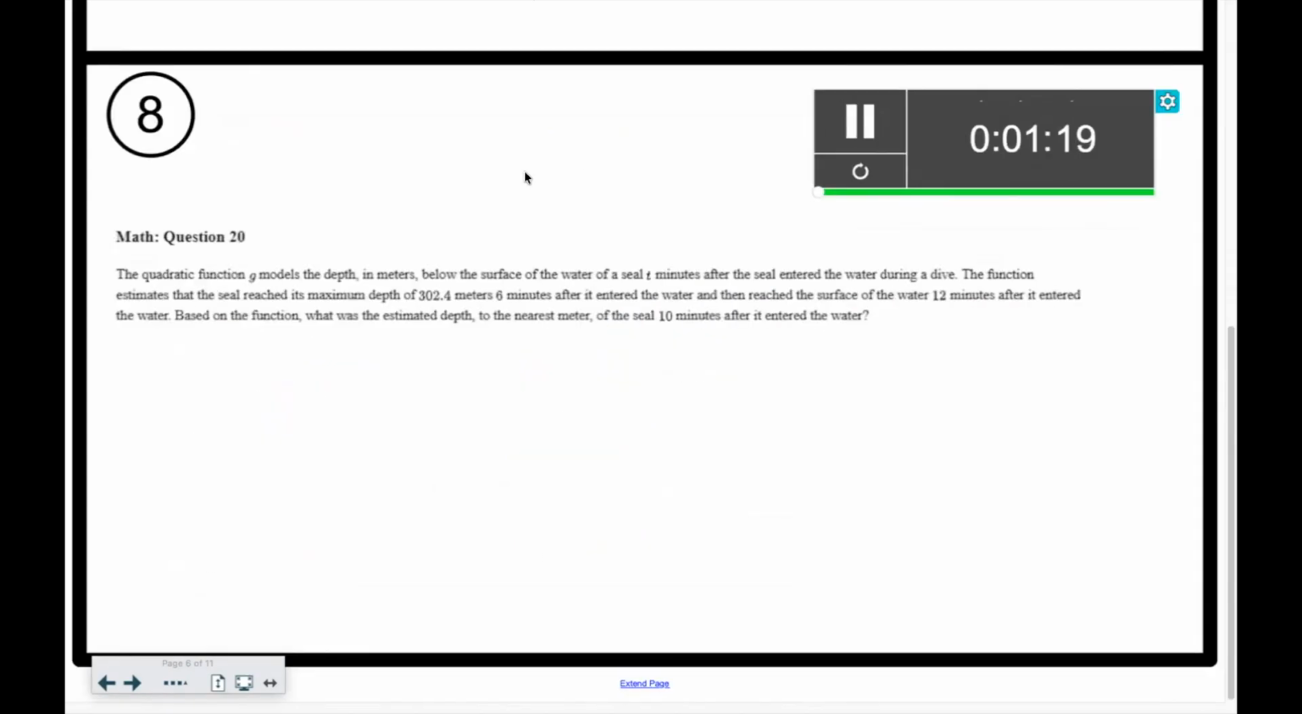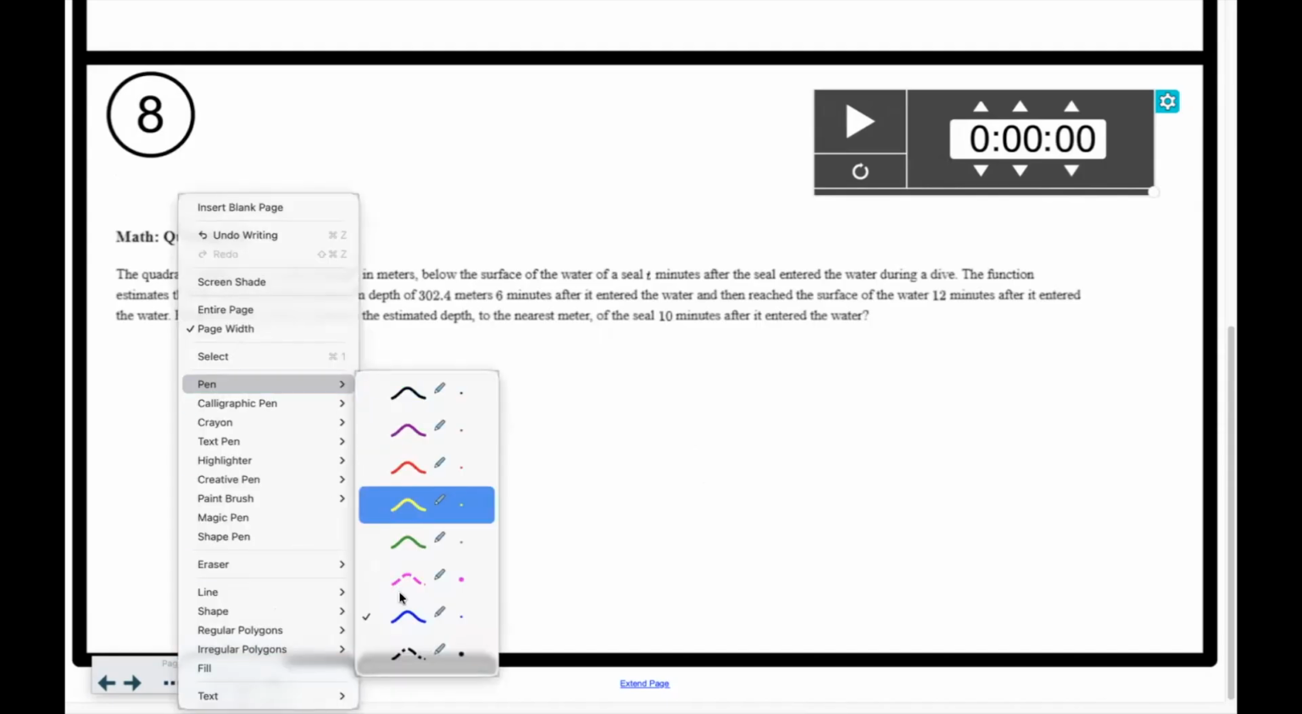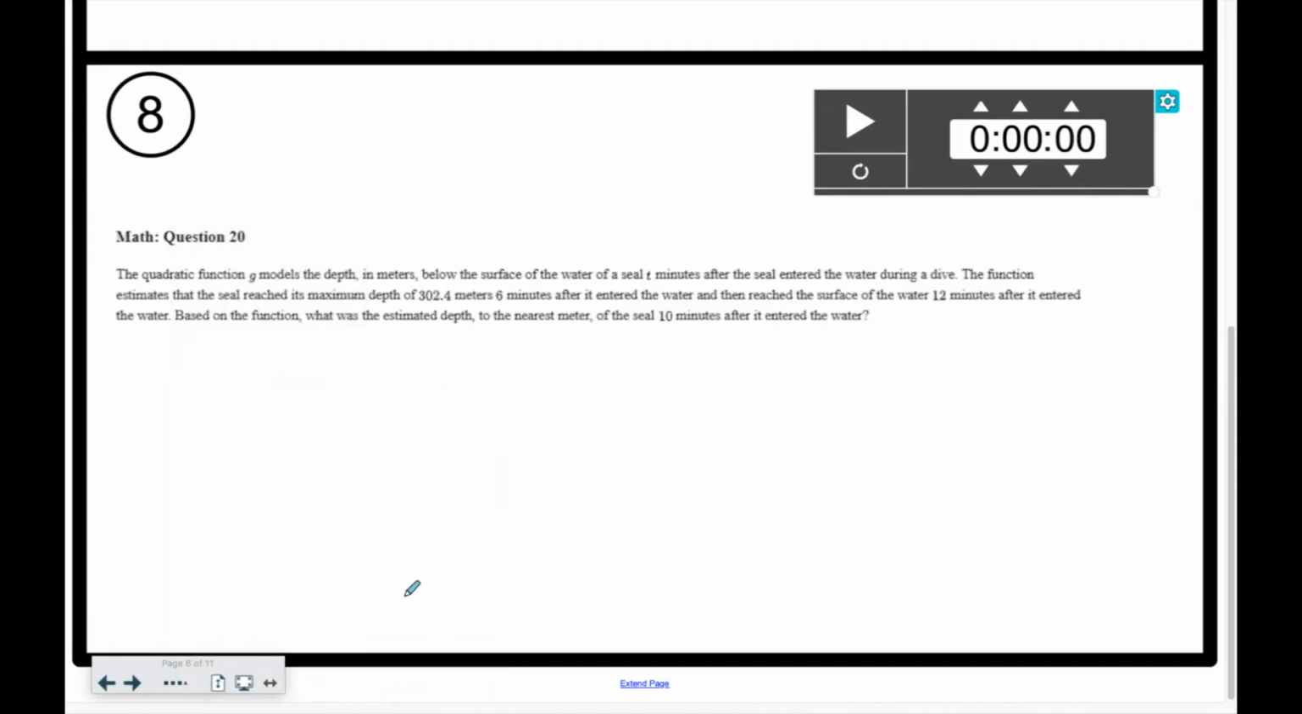Okay, this is definitely a harder problem. It says it's question 20, so I would imagine it was the last question of a hard section. All right. Typically, if there's a word problem related to a quadratic function, I want to do this in Desmos.